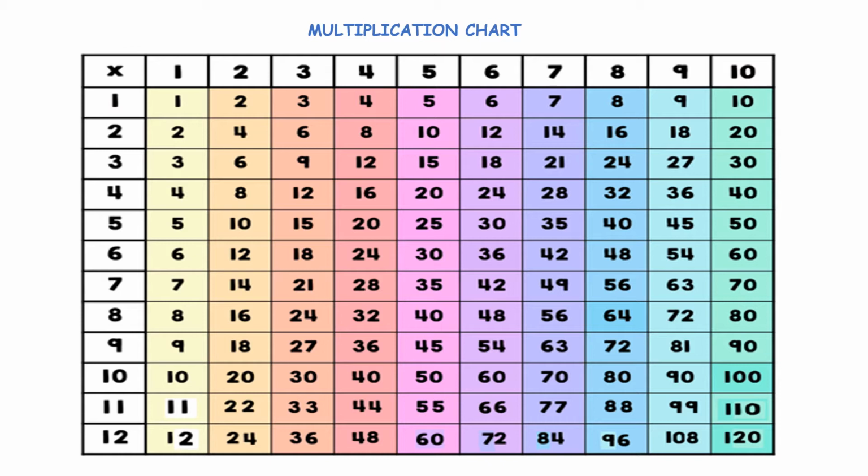What is 4 times 3? This is 4, this is 3, so 4 times 3 is 12. Another example: what is 9 times 8? This is 9, and then find 8 here. So 9 times 8 is 72.